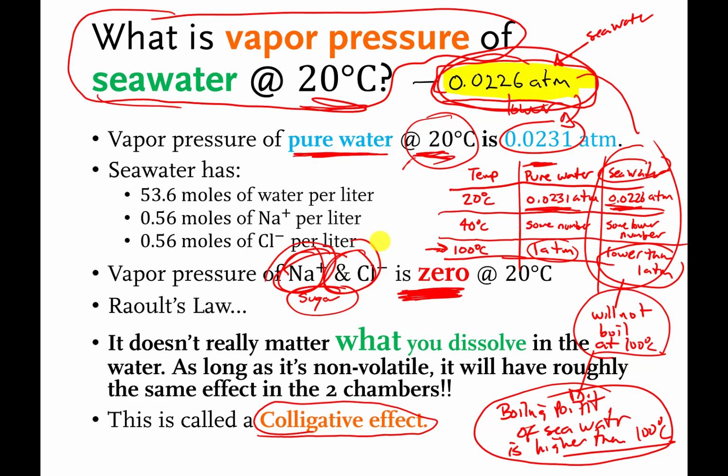In other words, it doesn't really matter that it's sodium and chloride. I could have picked other things that don't have a vapor pressure, but if I throw more and more of those things in, I have more and more of an effect on vapor pressure. That's called a colligative effect.